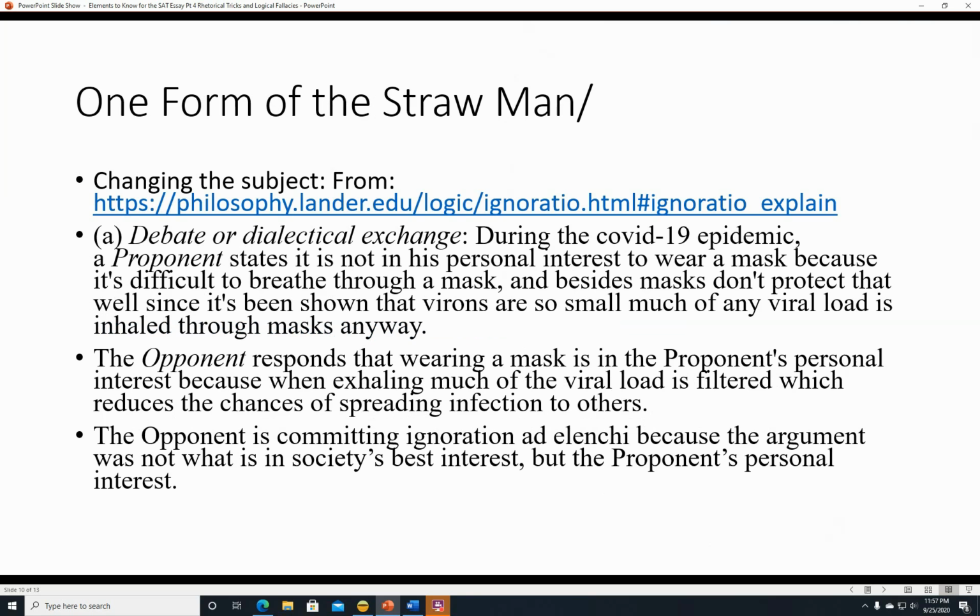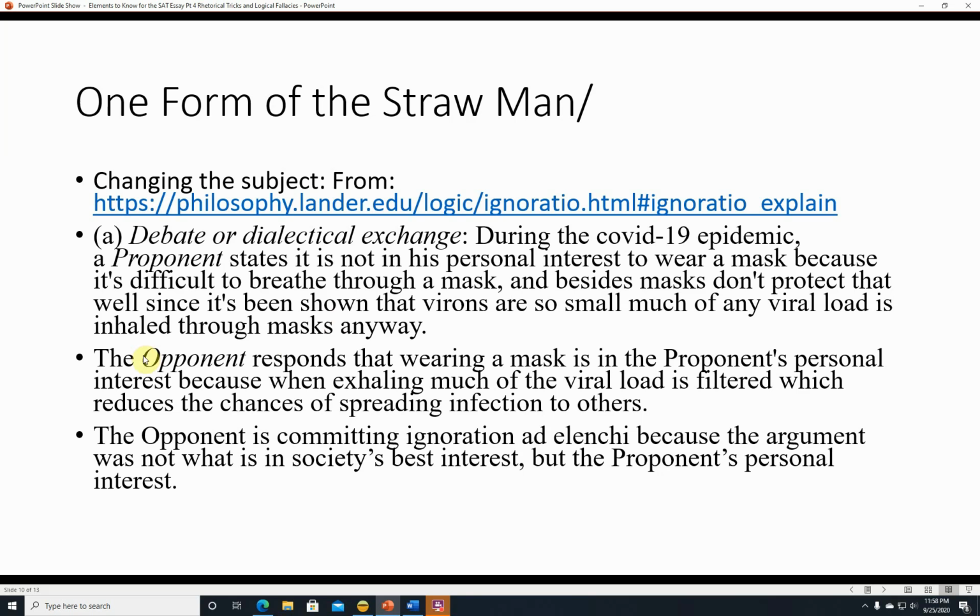And then another form of the straw man is changing the subject. So again, ignoratio elenchi explained. You have a debate or dialectical exchange, and it is at philosophy.lander.edu/logic/ignoratio.html. So in a debate or dialectical exchange during the COVID-19 epidemic, a proponent states it's not in his personal interest to wear a mask because it's difficult to breathe through a mask, and besides, masks don't protect that well, since it's been shown that virions are so small that much of any viral load is inhaled through masks anyway. This is a direct quote from that website.